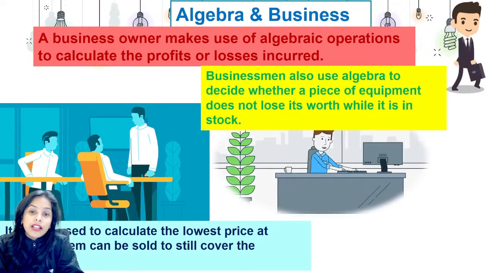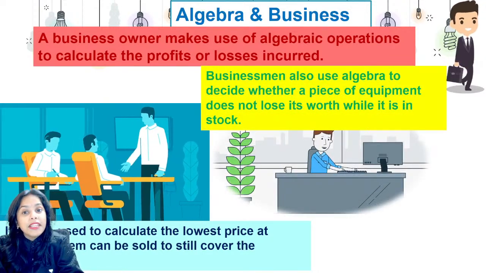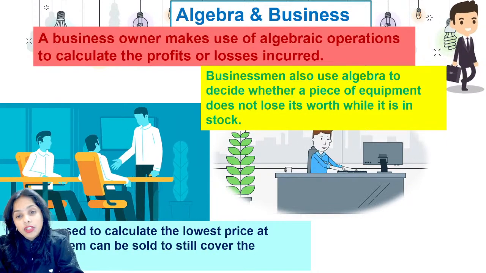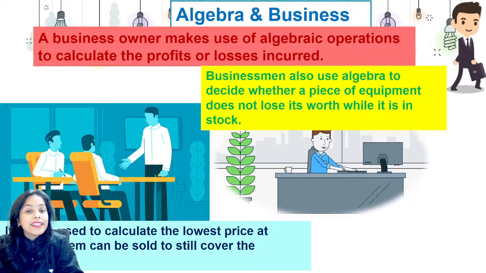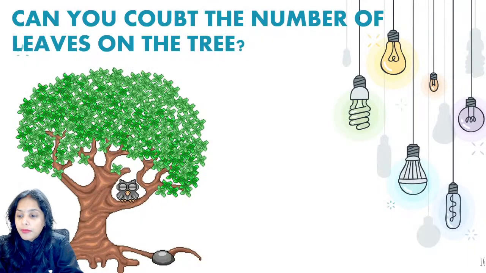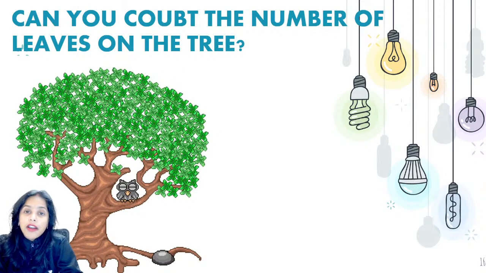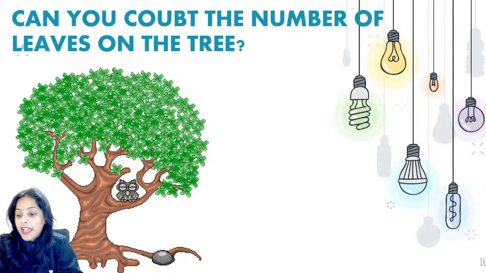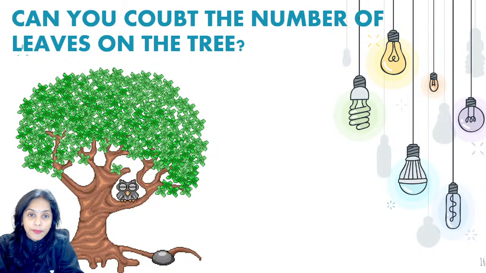Businessmen also use algebra to decide whether a piece of equipment does not lose its worth while it is in the stock. Now let's quickly go through what are the important terms in the chapter. If I come to algebra, the first very important word is called a variable. What exactly is a variable when it comes to algebra?